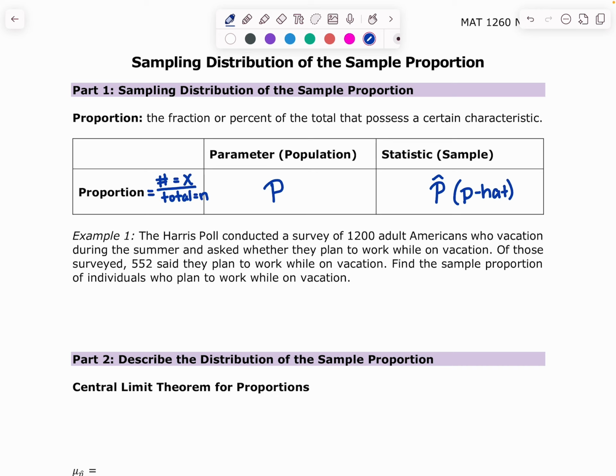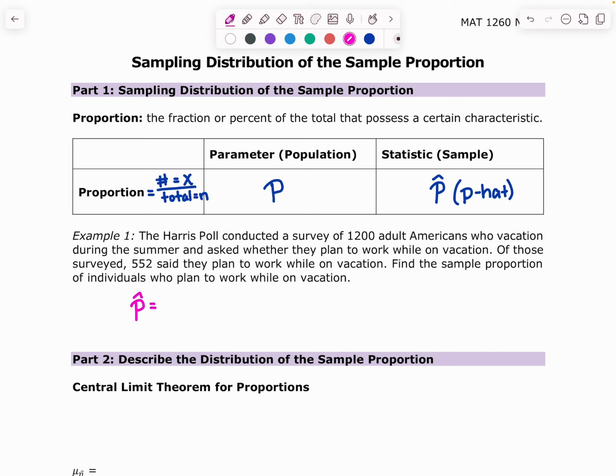The Harris Poll conducted a survey of 1,200 adult Americans who vacation during the summer, and they asked them whether they plan to work while on vacation. Of those surveyed, 552 said they plan to work while on vacation. Find the sample proportion of individuals who plan to work while on vacation. So we're looking for p hat because it's the sample proportion.